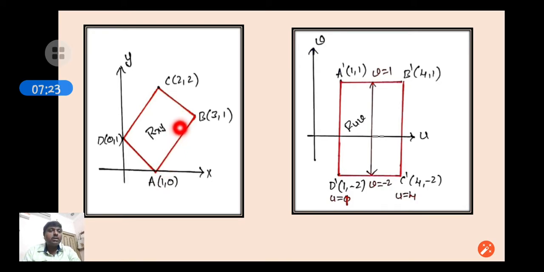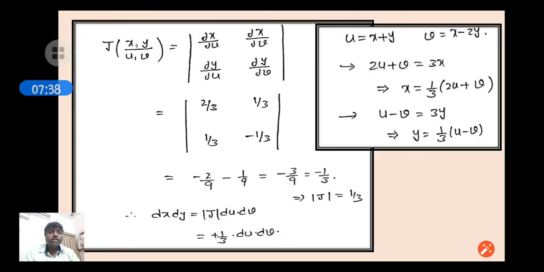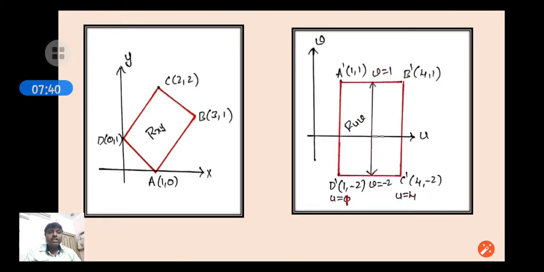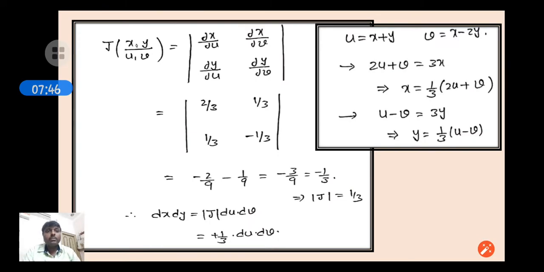Suppose you are applying the transformation u is equal to x plus y, v is equal to x minus y, that parallelogram will be converted into a rectangular region in the UV plane. So the region is changed from parallelogram to rectangle now. Now the remaining terms also we can change.